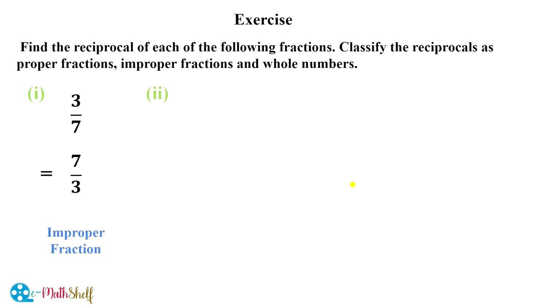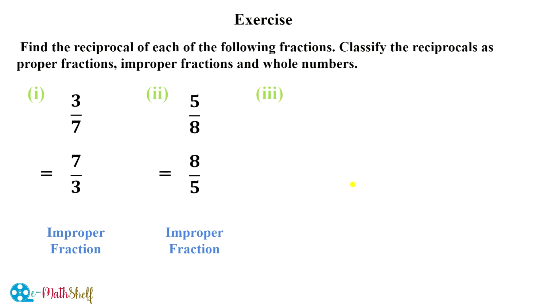Let us look at the second one. Here we have the fraction 5 upon 8. Now the reciprocal of this fraction will be 8 upon 5. Here we see again that the numerator is greater than the denominator. We know that the number 8 is greater than the number 5. Therefore, such a fraction will be known as an improper fraction.